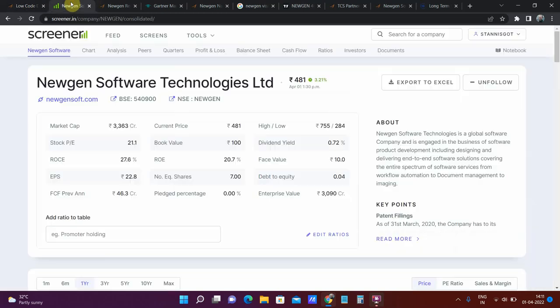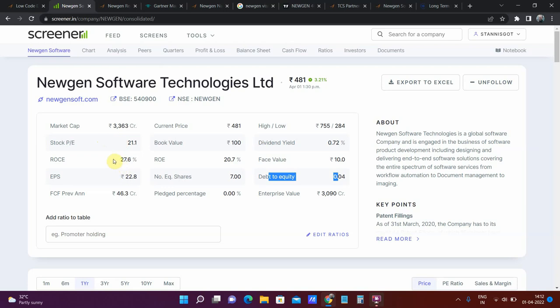Now looking at the fundamentals of this particular company, Newgen Software Technologies Limited. The market cap as of today is 3,300 crores, so it's a small cap company. But if you look at the enterprise value, it is 3,090, so almost 270-odd crores of cash the company has on its books. So it's a debt-free company, which is clearly visible here. Debt to equity is just 0.04, and the company trades at very decent valuations. As you know, most of these companies trade at extremely crazy valuations in the IT space. So although this is a product company, it is trading at very decent valuations.